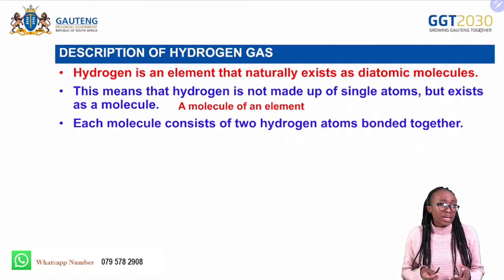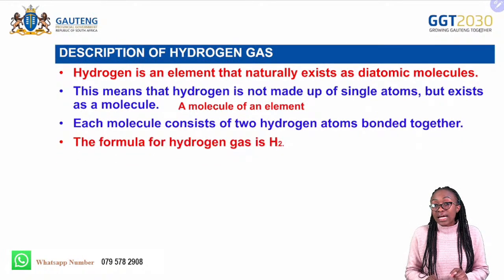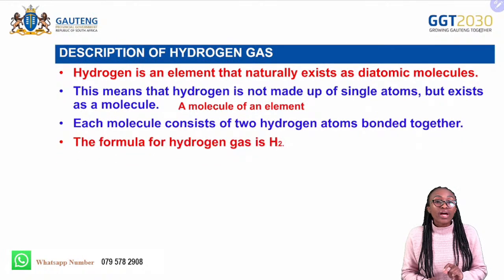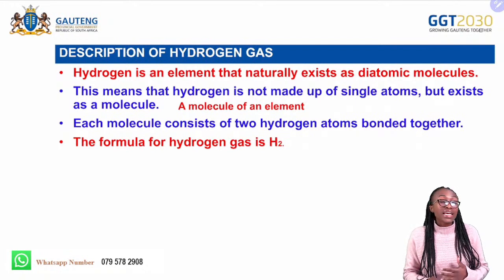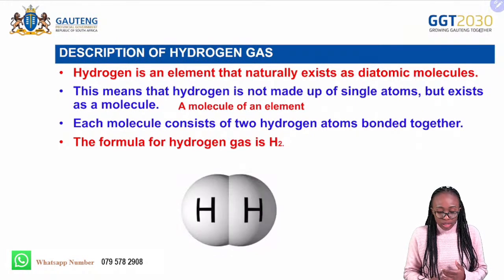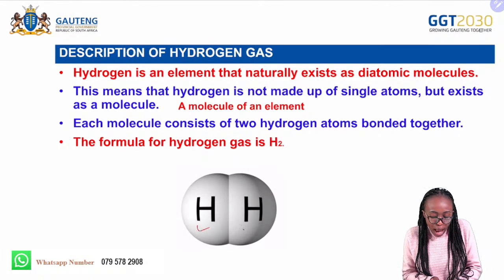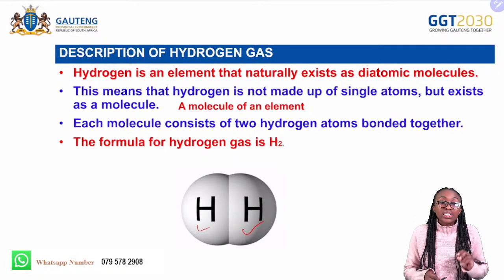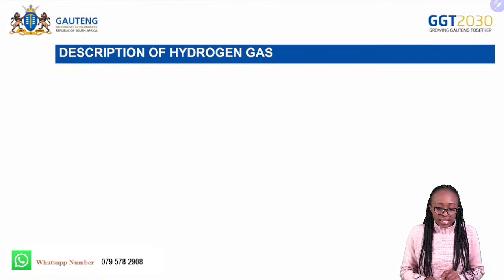Remember from your 8th grade, a chemical bond is the force that holds 2 atoms together. So the formula for hydrogen gas is H2. That's why when we're writing the symbolic chemical equations, we kept writing H2, because it exists naturally as a diatomic molecule. So there is our hydrogen molecule. We have 2 hydrogen atoms, 1 and 2. So naturally, this is how hydrogen exists. Let's move on to the next slide.